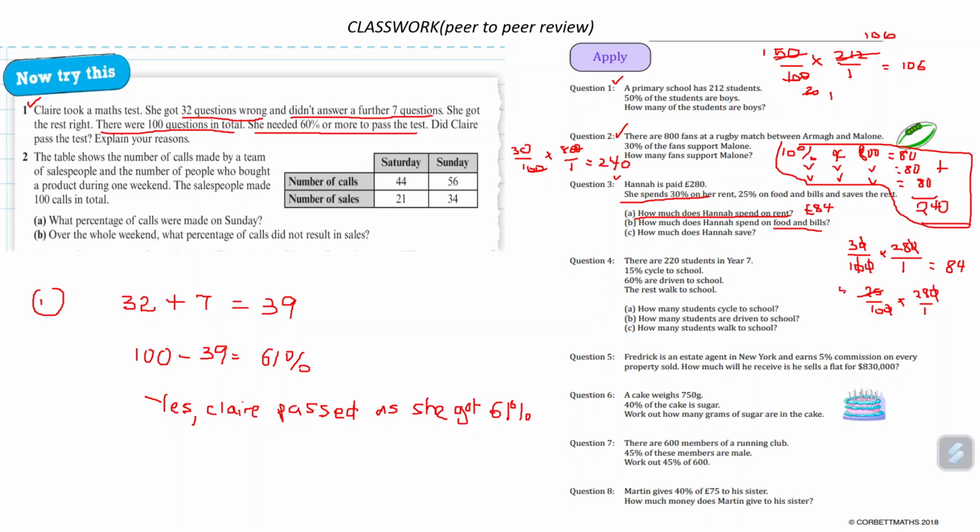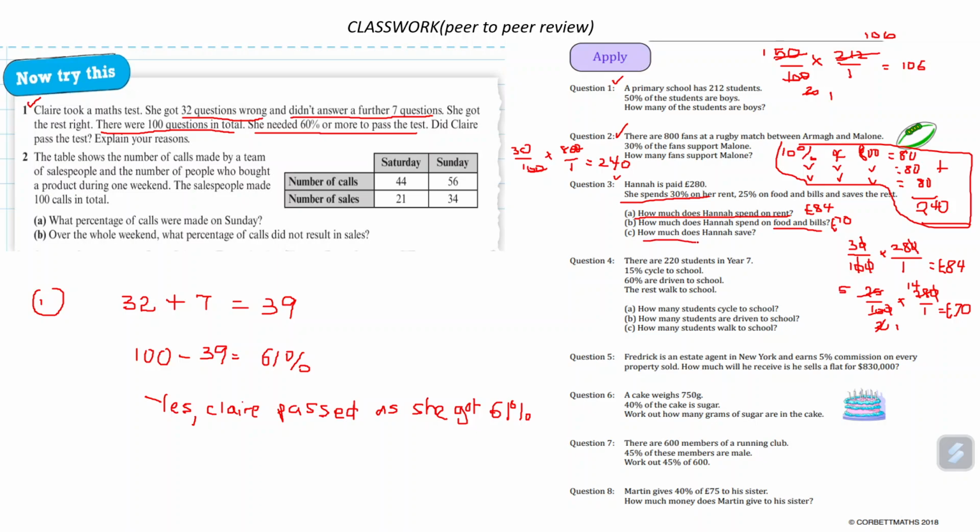5 here, 5 here, 2. How many 2's can we get in 28? That's 14. So 14 times 5. Remember this is in pounds, we are dealing with money. 14 times 5, that's 5 times 4 is 20, 0 carry 2. 5 times 1 is 5, plus 2 is 7. So this is 70. Anna spent £70 on food and bills.